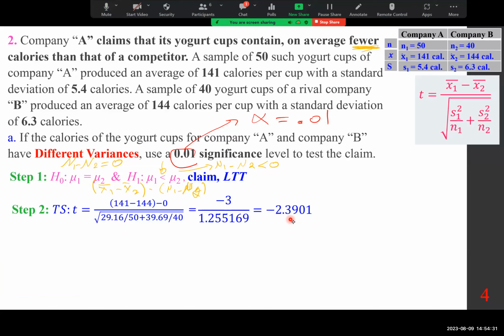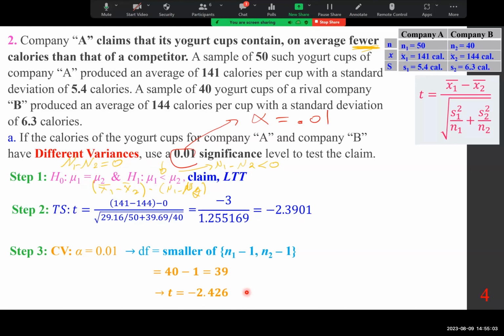Now, the critical value, alpha is 0.01. And in the text, when we assume different variances, we take the smaller of the 2 degrees of freedom. N1 minus 1 is 49, N2 minus 1 is 39, and we use 39. This is what the text does. If we use the technology, it will be different. I will discuss that in a moment. And so 40 minus 1 is 39, and the t-value is negative 2.426.